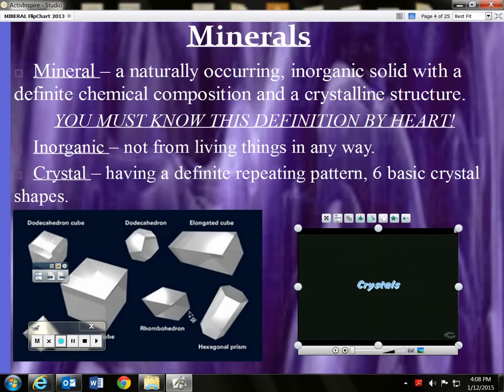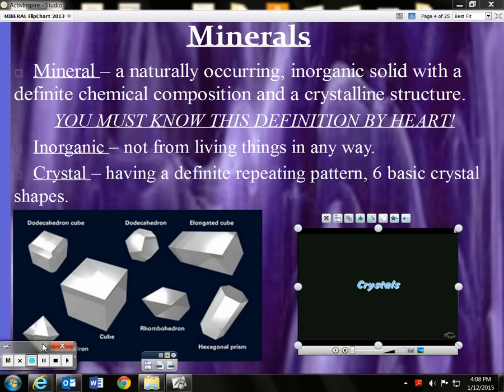Make sure you know that inorganic means from things that are not living, and a crystal has a definite repeating pattern. These are examples of crystals down here in this picture on the left. I'm not going to test you on them, just make sure that you know a crystal has a definite repeating pattern.